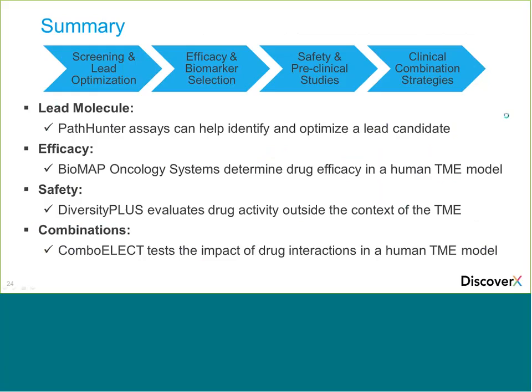So with that, I'd like to now summarize how the DiscoverX technologies have enabled our clients to develop cancer immunotherapies all the way from screening to clinical combinations. Our PathHunter assays have enabled our clients to do screening and lead optimization to identify the best lead molecule to take forward. Our BioMAP oncology systems enable the determination of drug efficacy in a human tumor microenvironment, including the identification of efficacy biomarkers to take forward into a translational study.